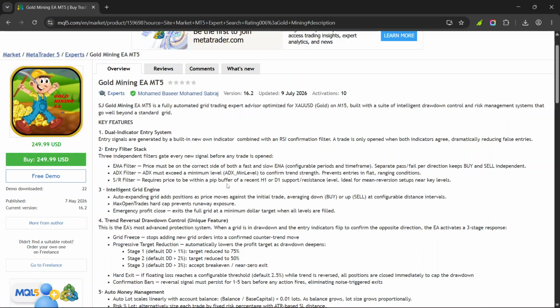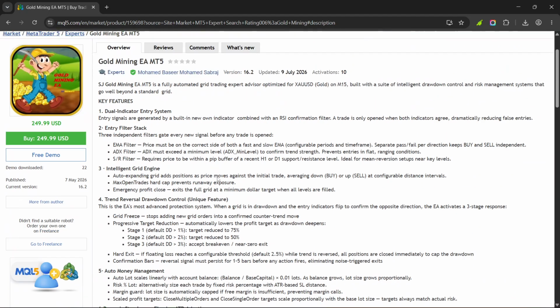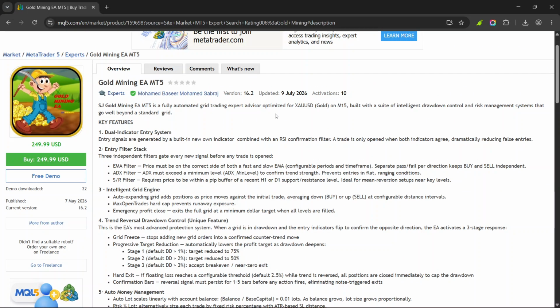This is a grid style expert advisor that is heavily marketed for Gold USD on the M15 time frame. It's priced around $250 on the MQL5 market, and the developer positions it as a smart protected grid system with advanced drawdown controls. Now let's break it all down step by step, no hype, just what you need to know.